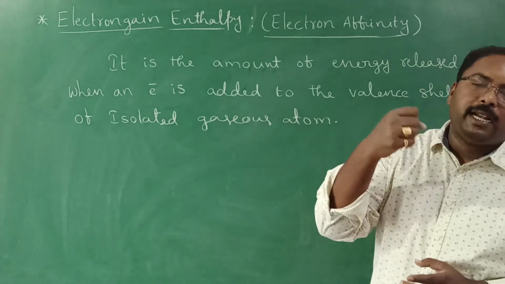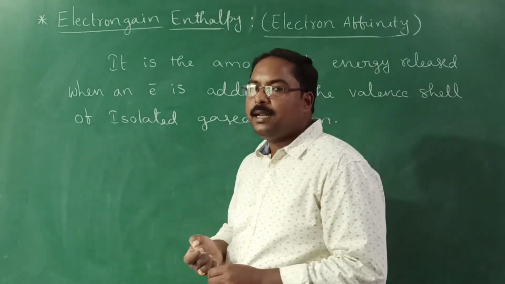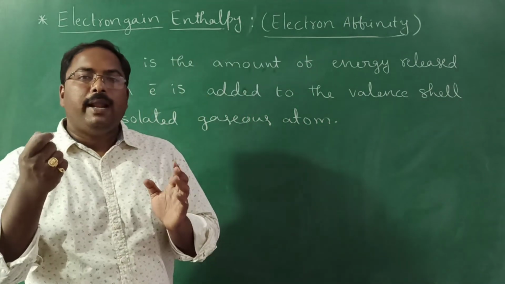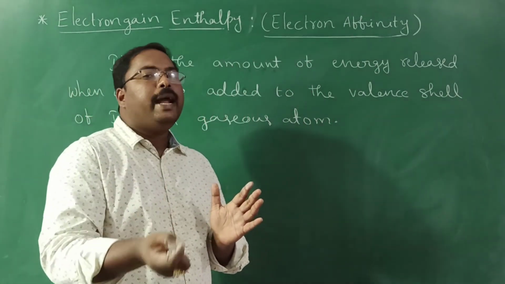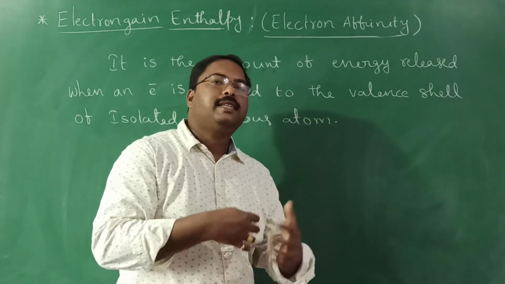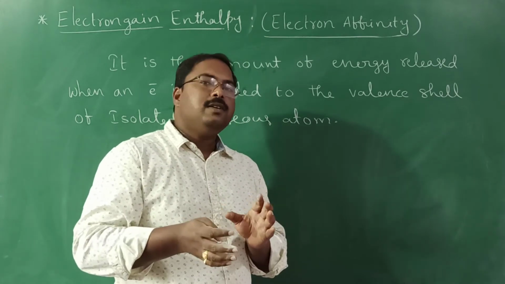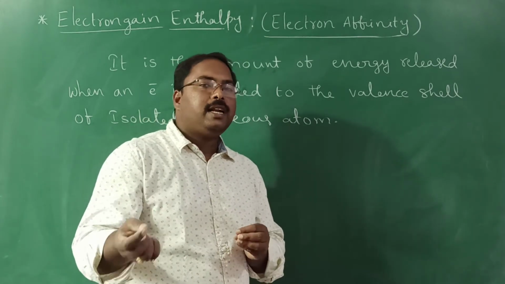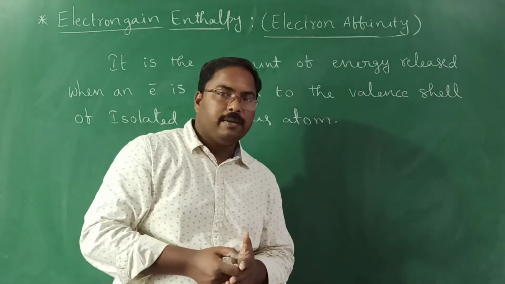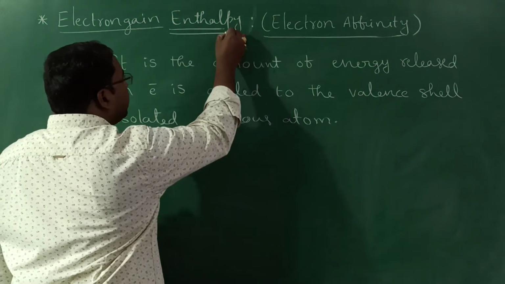While removing the electron also, first we have to remove the electron from the valency shell. In the same way, while adding, the electron should be added to the valency shell only, because all the inner shells will anyway be completely filled to their capacity. So definitely we should add the electron to the valency shell only, right? Now this is also energy only.